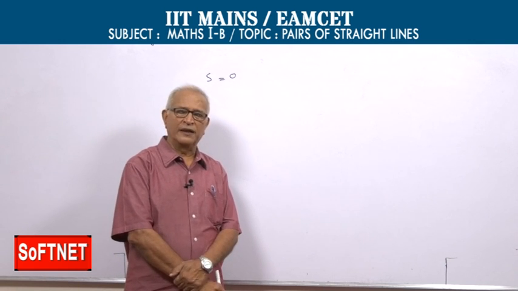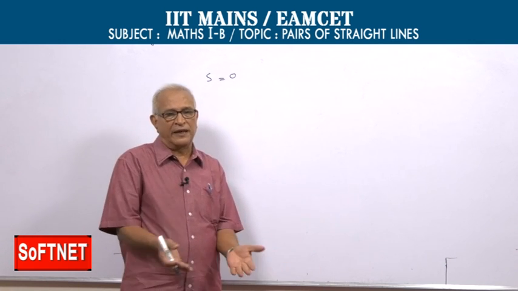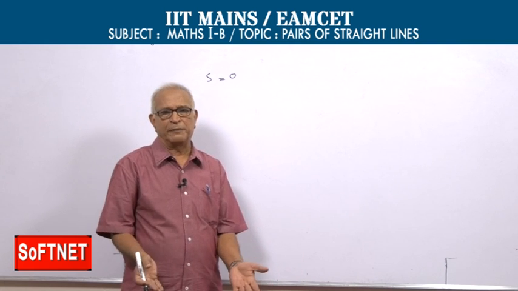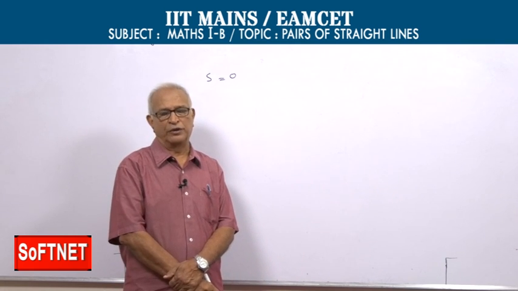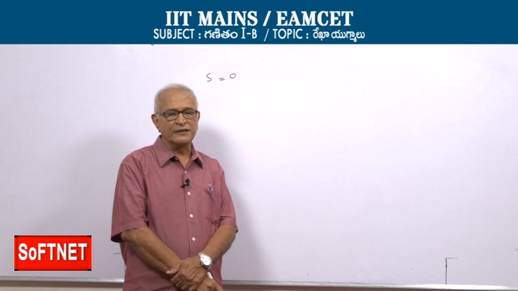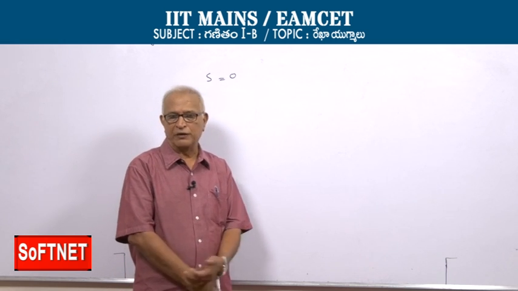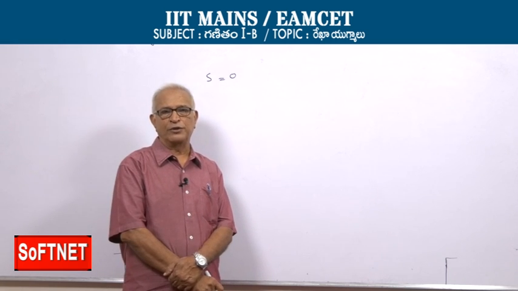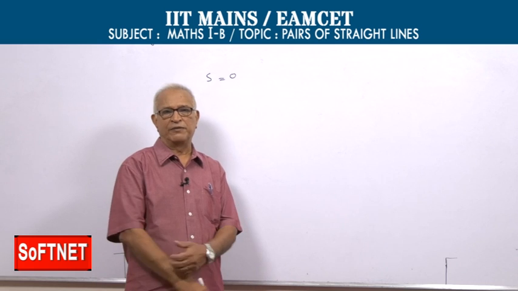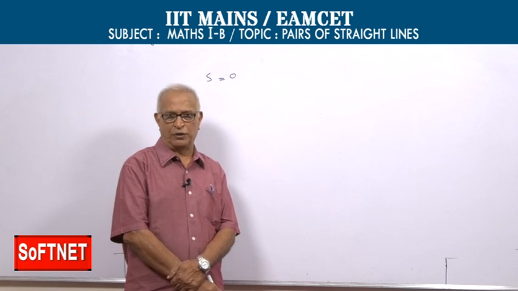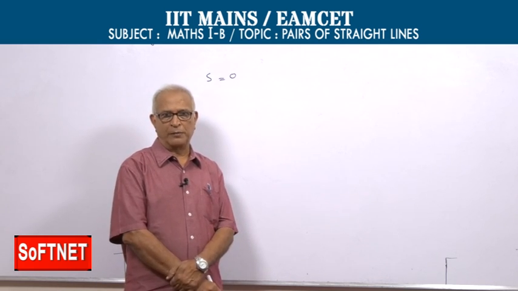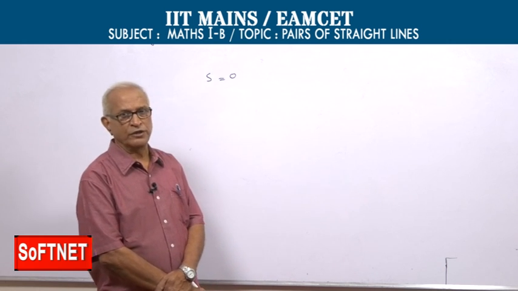And the lines are once again perpendicular because there is some relationship between the lines represented by S equal to 0 and H equal to 0. In fact, the lines represented by S equal to 0 are always parallel to the pair of lines represented by the corresponding homogeneous equation H equal to 0. And therefore, the angle between the lines given by S equal to 0 is same as the angle between the lines represented by H equal to 0, which is cos inverse mod of a plus b by root of a minus b whole square plus 4h square.